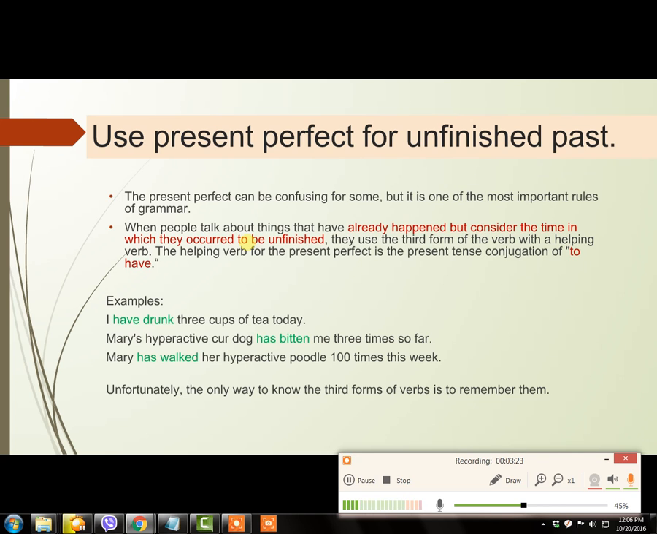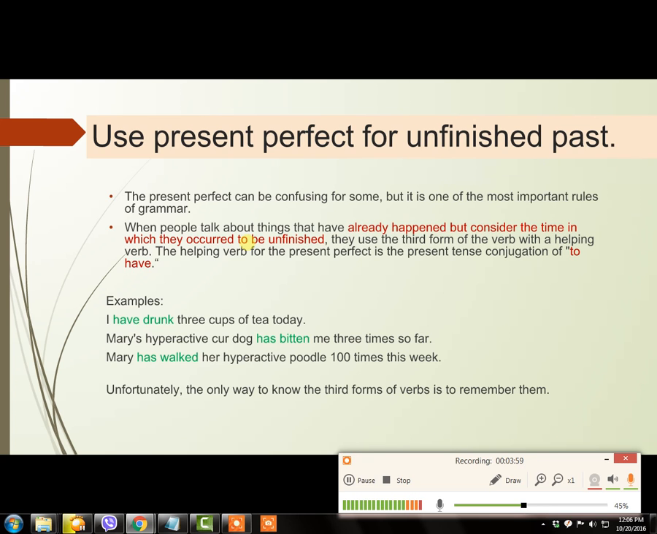So this indicates that the dog has bitten the person, me, and she said it's 3 times so far. So she's expecting that there could be a 4th time maybe. Okay, so Mary has walked her hyperactive poodle 100 times this week. That means that the speaker is expecting that there could be more times that Mary would walk her dog.